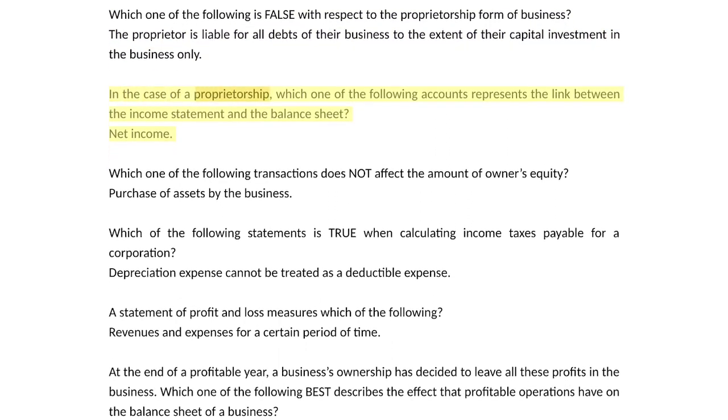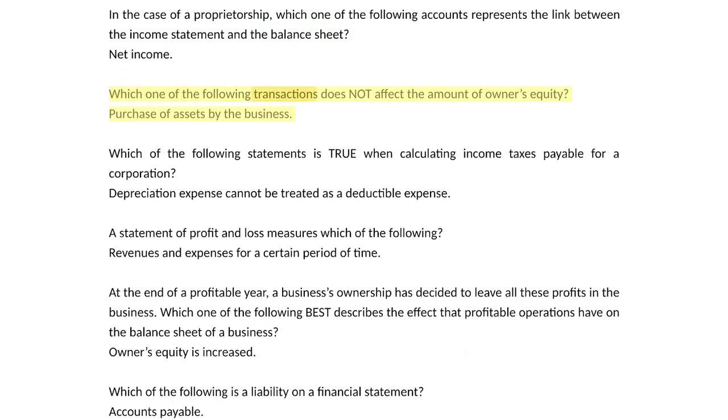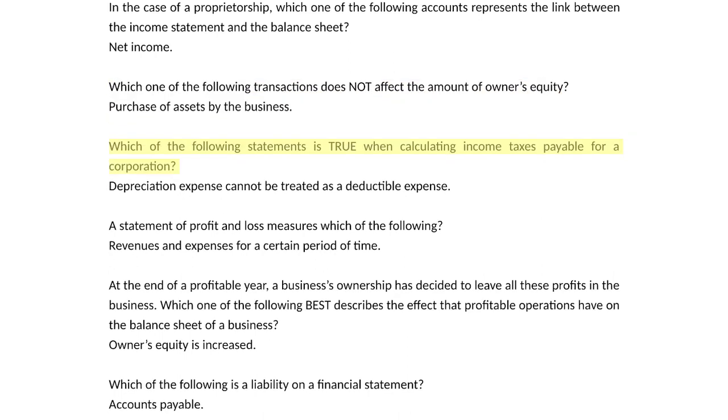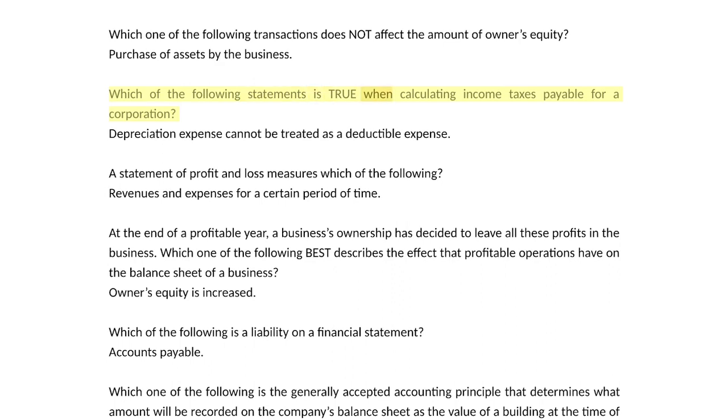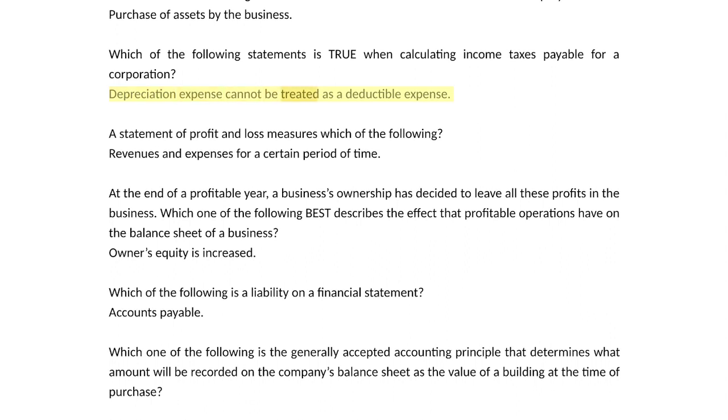In the case of a proprietorship, which one of the following accounts represents the link between the income statement and the balance sheet? Net income. Which one of the following transactions does not affect the amount of owner's equity? Purchase of assets by the business. Which of the following statements is true when calculating income taxes payable for a corporation? Depreciation expense cannot be treated as a deductible expense.